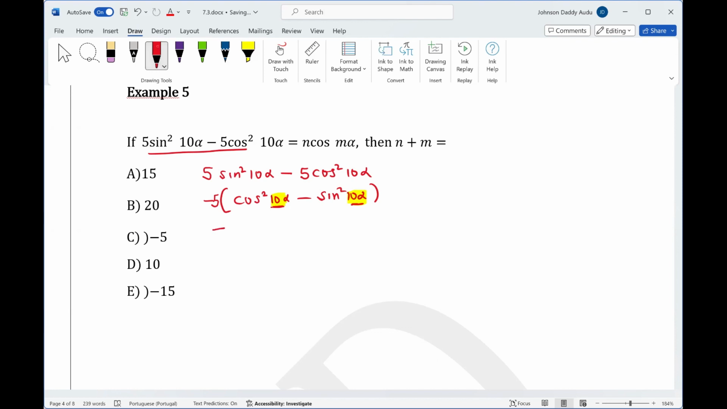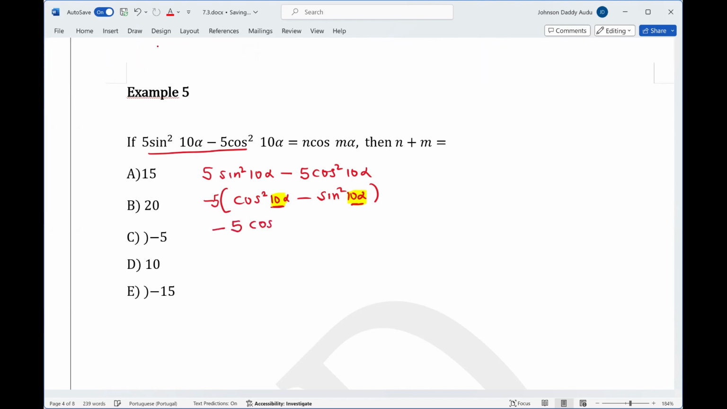So this is going to be minus 5. Then this is supposed to be cosine 2 times what? 2 times 10, right? Then alpha. So this is going to be minus 5 cosine 20 alpha. So if you compare this and this, what is n? n is minus 5 and m is what? 20. So n plus m is the same thing as minus 5 plus 20, which is equal to 15.